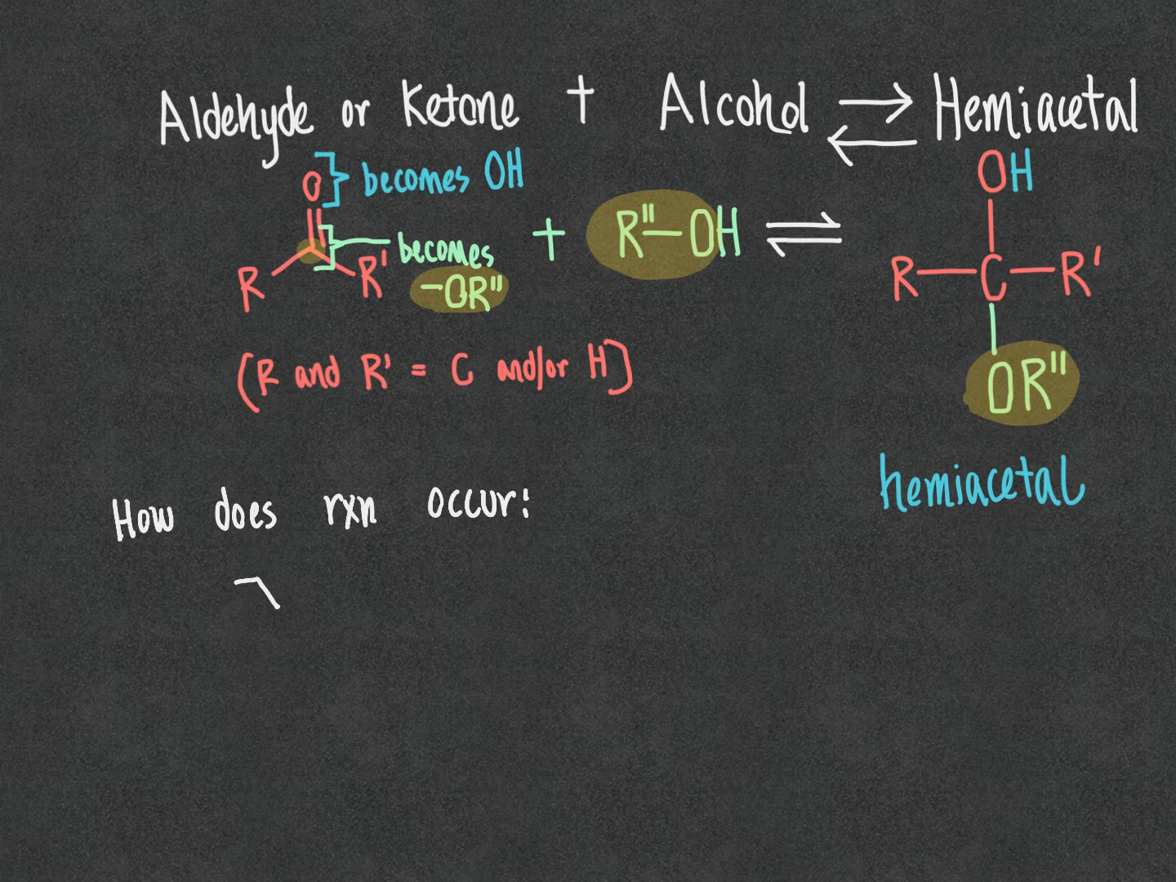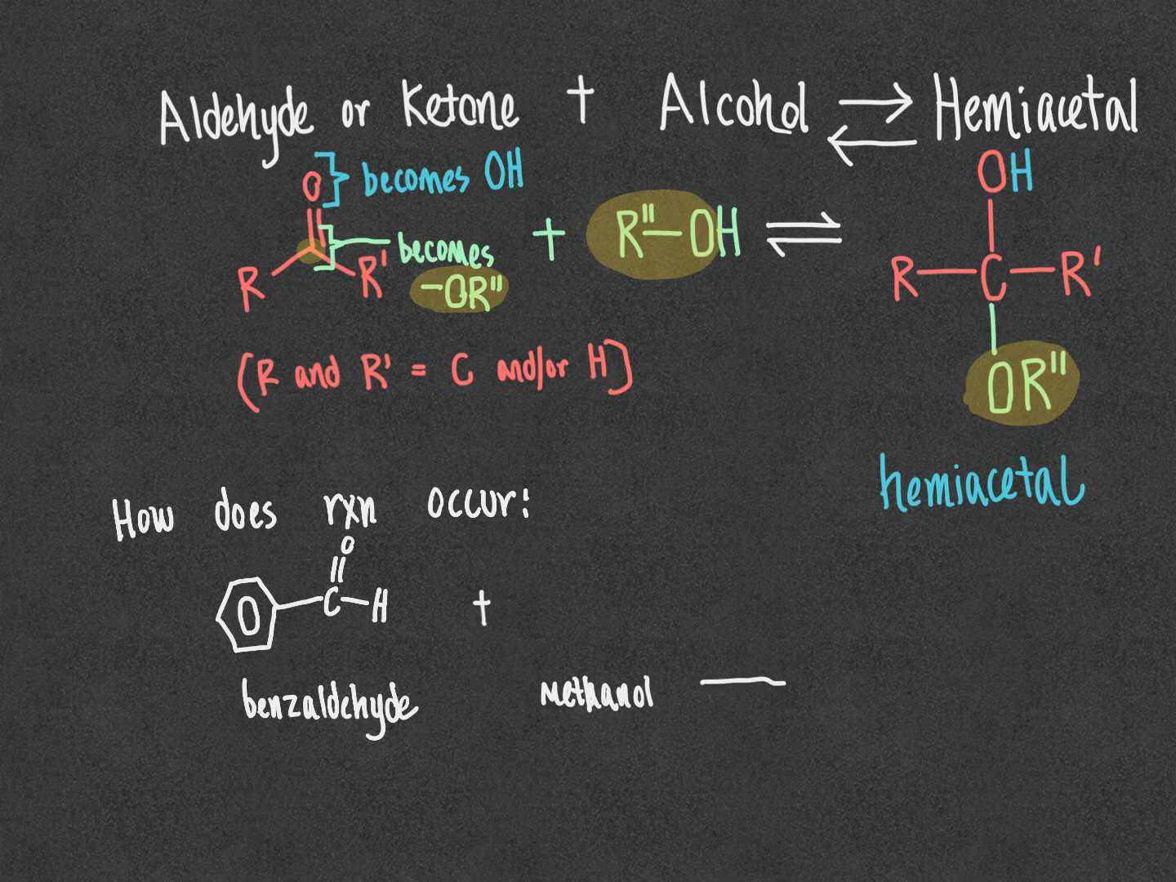We can write out a simplified mechanism for this reaction by taking, hypothetically, benzaldehyde, remembering that benzaldehyde is an aromatic molecule directly bonded to an aldehyde group, like so. And we react that with methanol as our alcohol, recognizing that the reaction of an alcohol plus an aldehyde is expected to yield a hemiacetal product. We can think about what's going to go on here in order to yield that hemiacetal product.